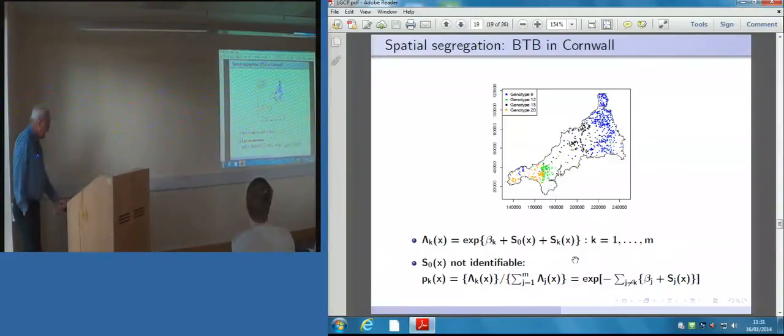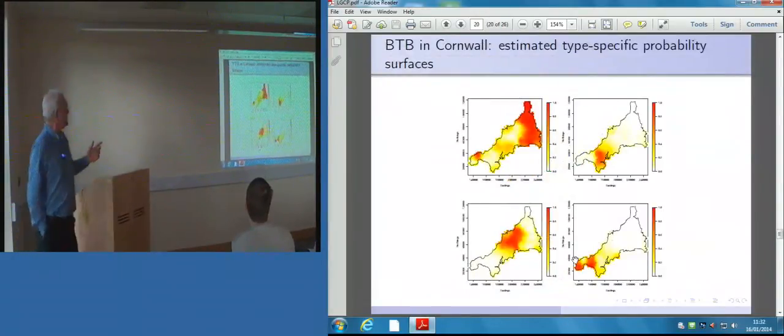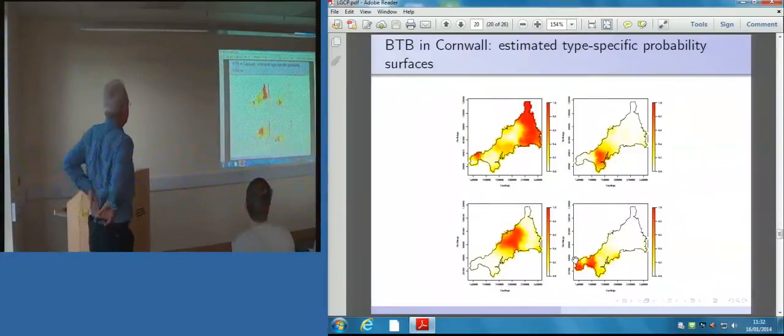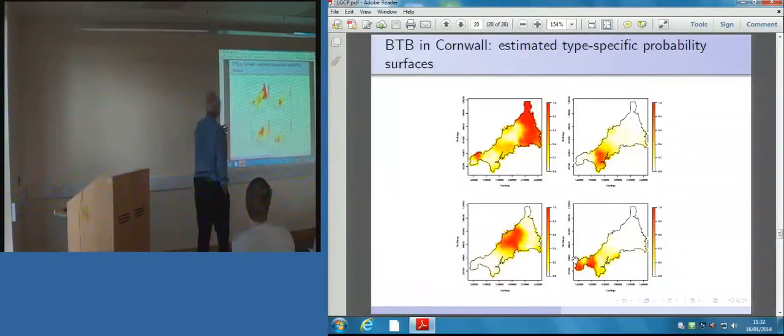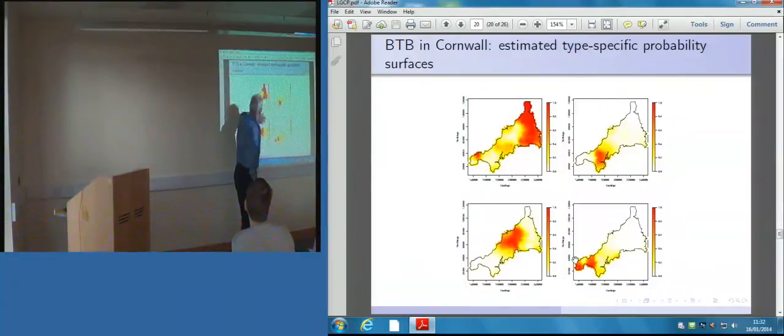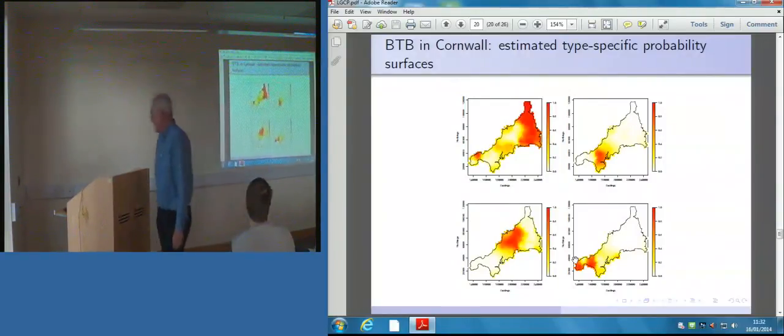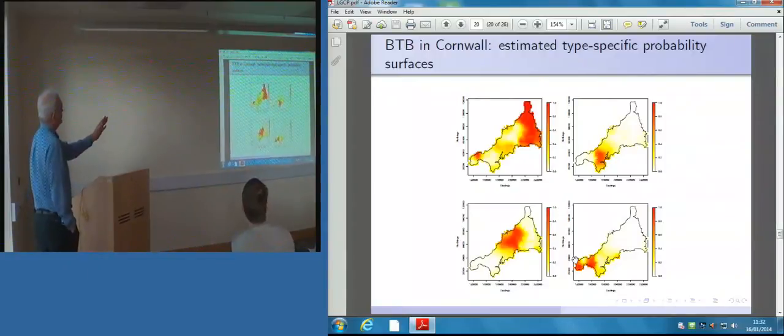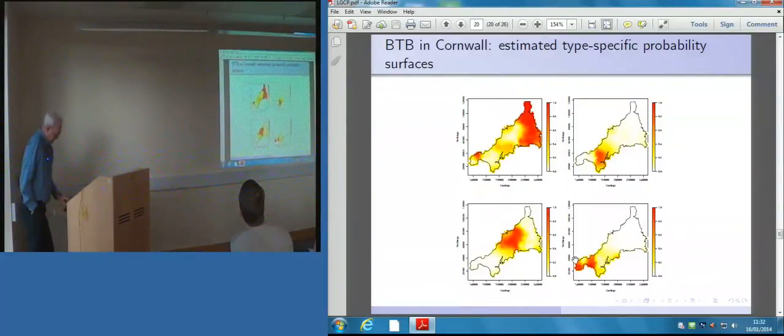And if I do that, I can get these maps of estimated type-specific probability surfaces, rather pompously called. These are just smoothed out versions of the empirical picture, where you get very strong local concentrations of particular genotypes with some overlap, but not an awful lot. And if you map those over time, that segregation is pretty static, which suggests that there's infection and reinfection going on locally rather than at markets. But as I say, that doesn't establish a causal direction.